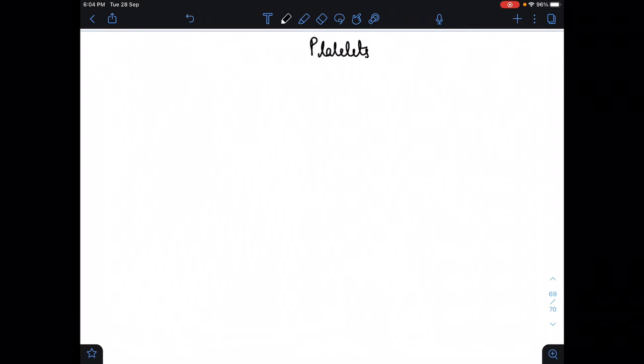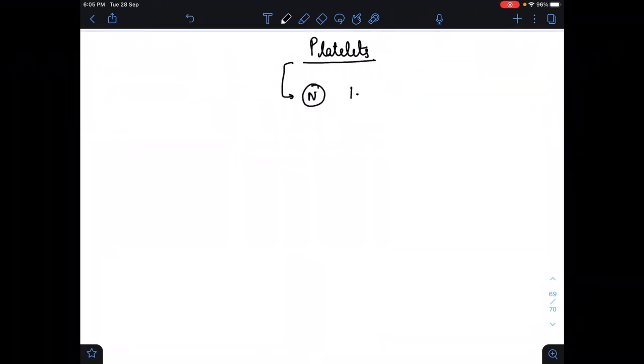As we all know, the normal count of platelets is between 1.5 to 4 lakh per mm cube. Please remember that the normal amount of platelet is 1.5 to 4 lakh per mm cube. So this is the normal range of the platelets.